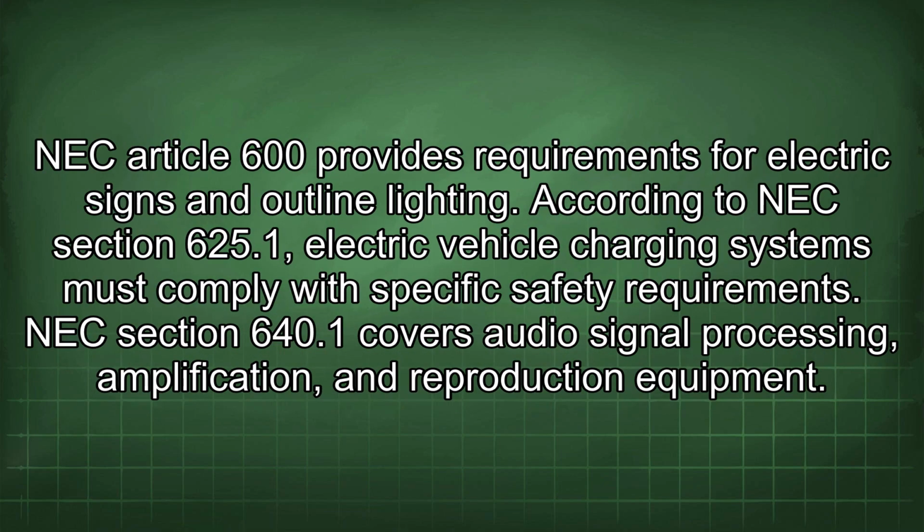NEC Article 600 provides requirements for electric signs and outline lighting. According to NEC Section 625.1, electric vehicle charging systems must comply with specific safety requirements. NEC Section 640.1 covers audio signal processing, amplification, and reproduction equipment.